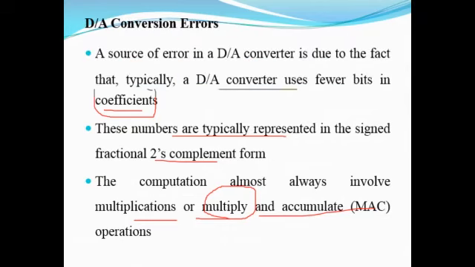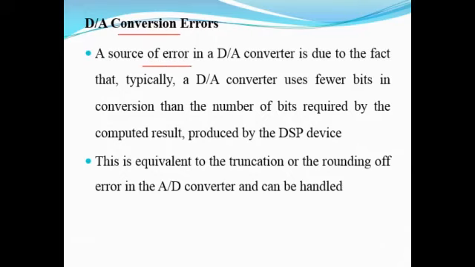Then the D to A conversion process. In the D to A conversion, if we use fewer bits for the conversion than the number of bits required by the computed result produced by the DSP device, the source of error is the smaller number of bits used during the conversion. Earlier I told you about A to D conversion errors; they occur only when a signal is represented by very few bits. If the number of bits increases, the quantization error is reduced, and similarly the error can be reduced in the D to A conversion process.